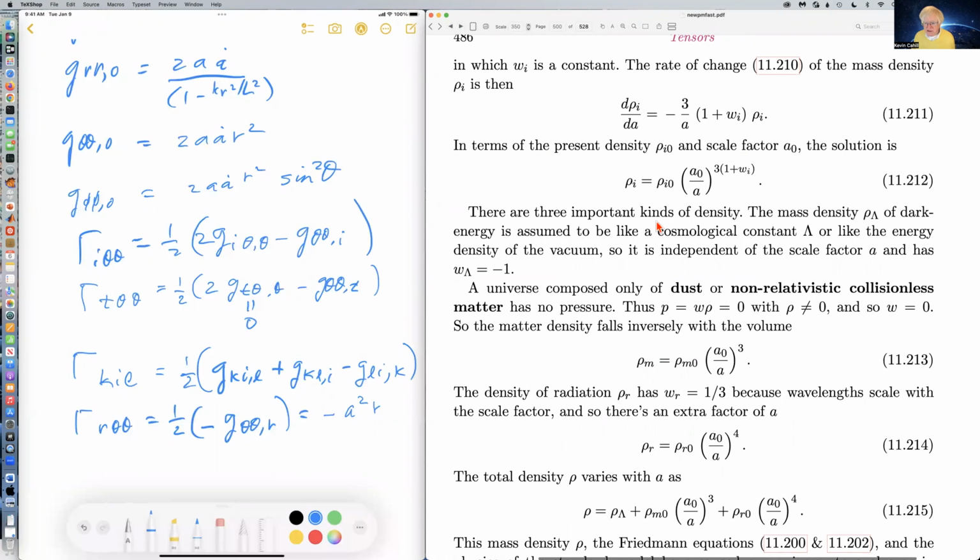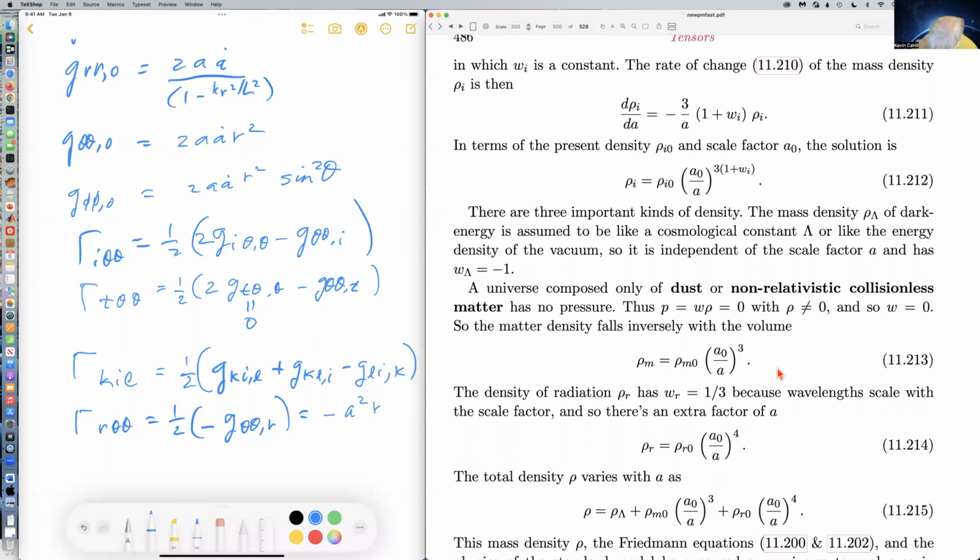The first is the simple picture, or the traditional image of the universe as being nothing but a bunch of stars that don't interact except gravitationally. And then the pressure is 0. So what you want then is that W is 0. If W is 0, then rho is some constant, and then it goes as A0 over A to the power 3.